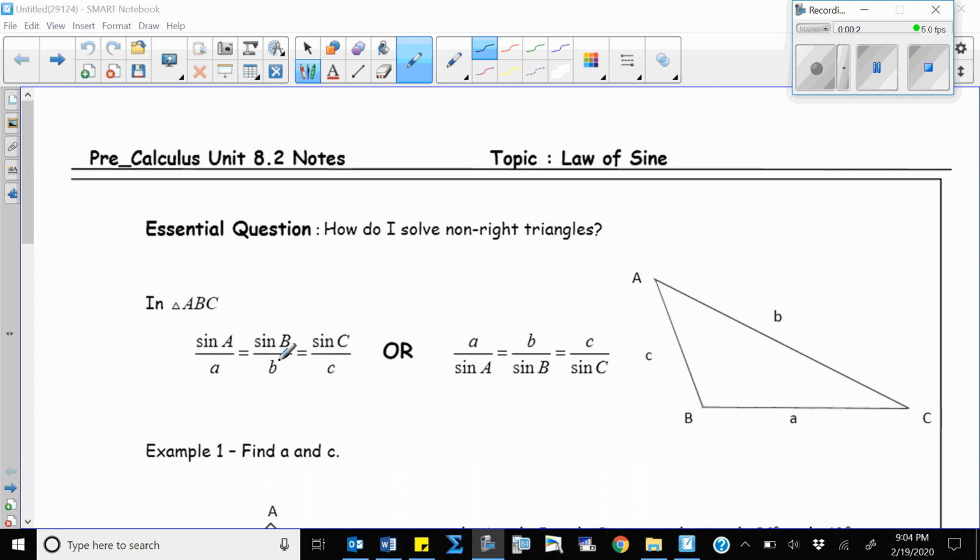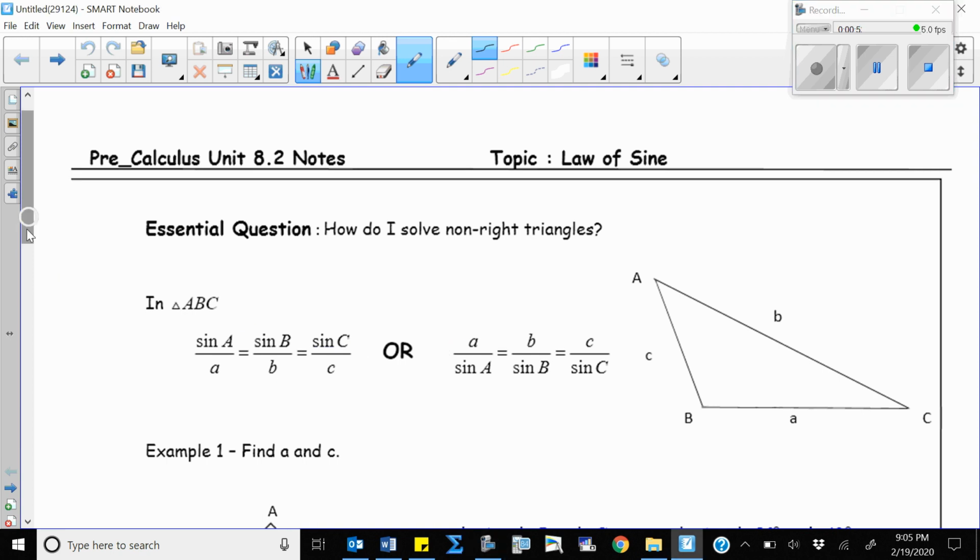Sine of A over a, sine of B over b, equal to sine of C over c. You can also use it this way, putting the sine of the angles in the bottom of the fractions and the sides on the top of the fractions. Both of them are right. As you see, we actually have three equations, but we don't use all of them at the same time. Depending on the given information, we can decide which part of the equation we want to use.